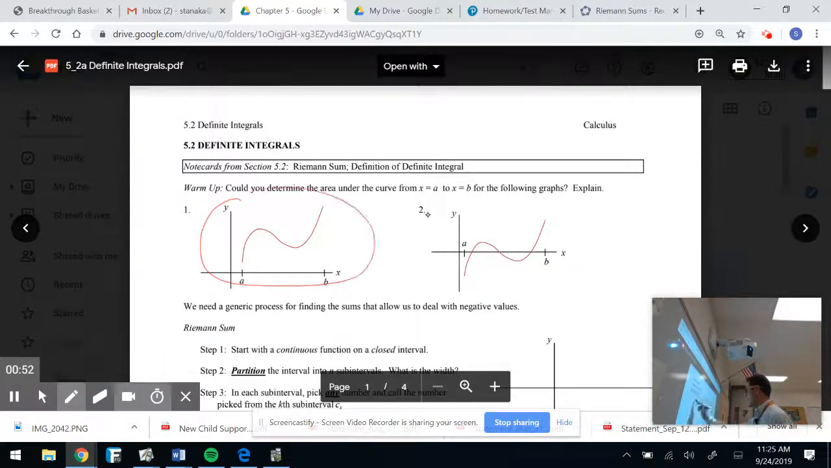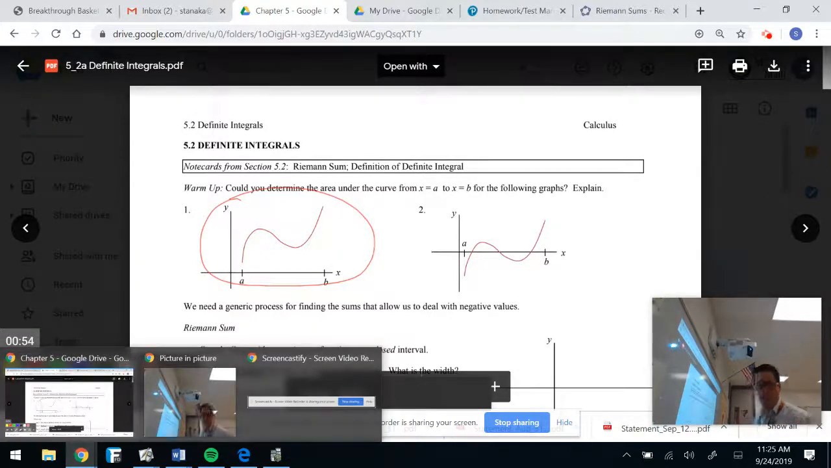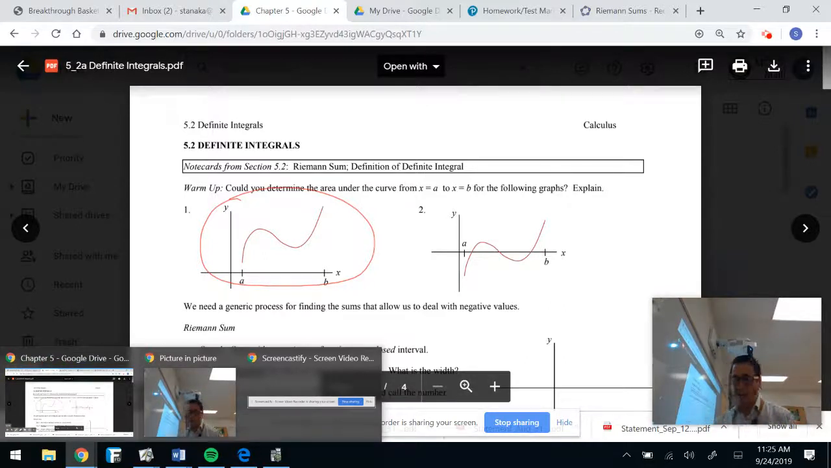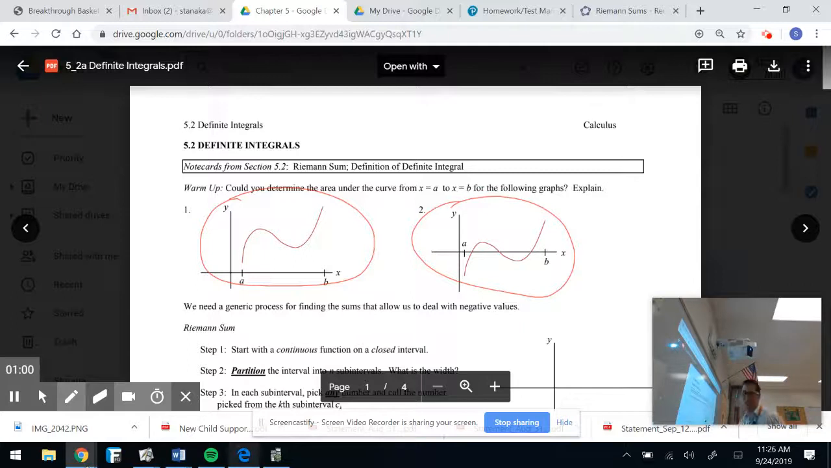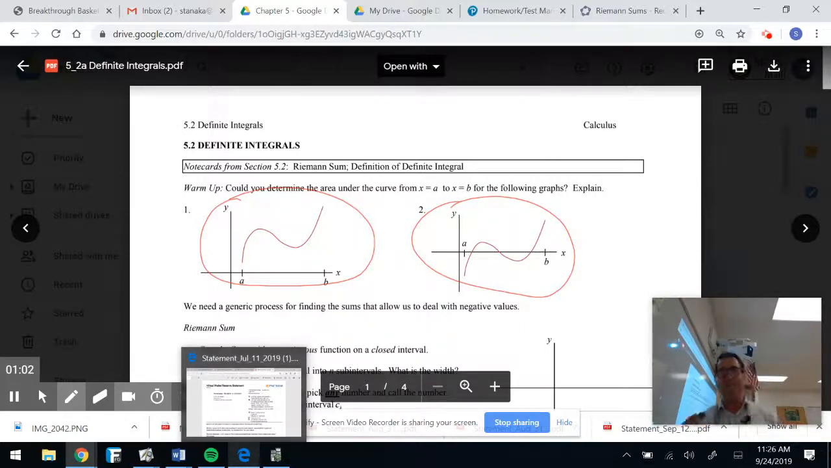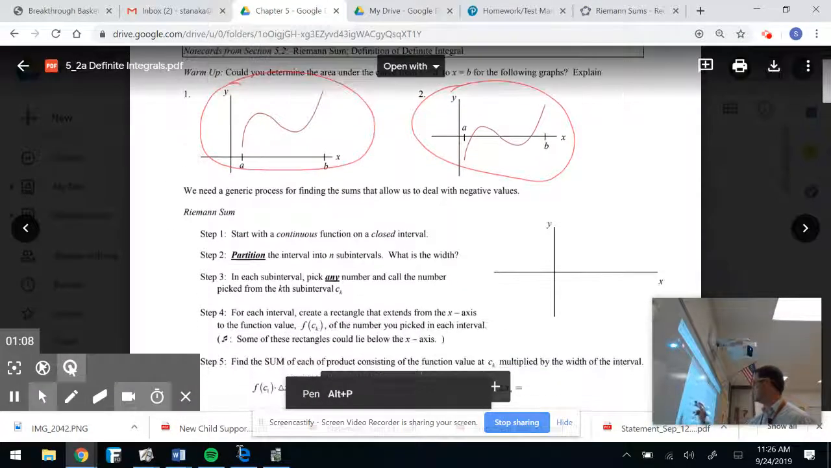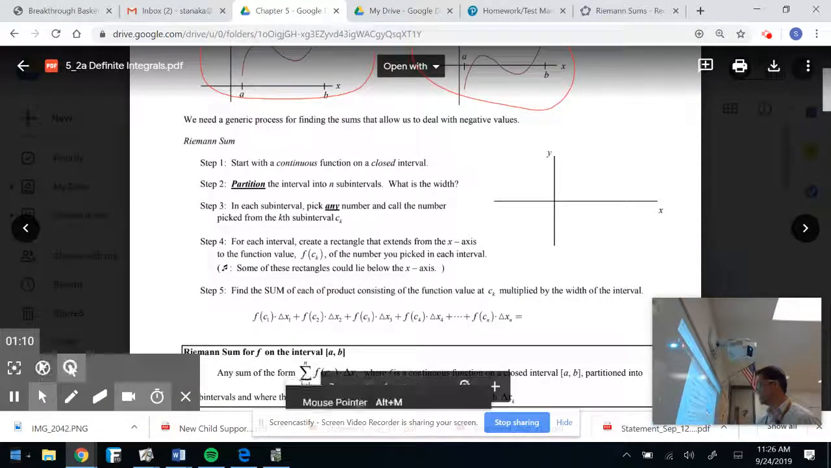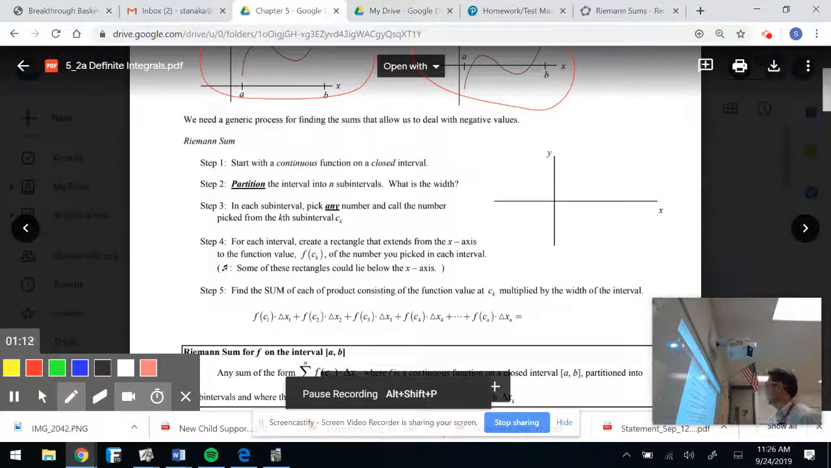For sure, right? For that you could. We just do some rectangles and we're good to go. This graph is kind of interesting because I have some area below and some area above. Can I still do that? What is our area underneath the curve? What do we call that? That's what we get into in this chapter. We need a generic process for finding the sums that allows us to deal with negative values.